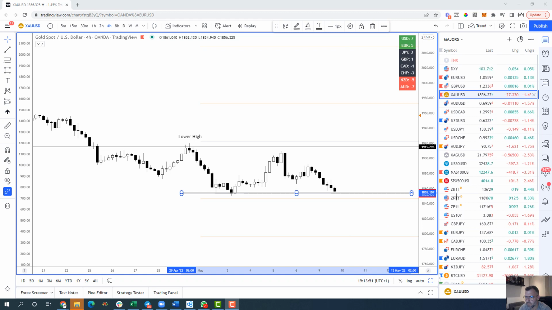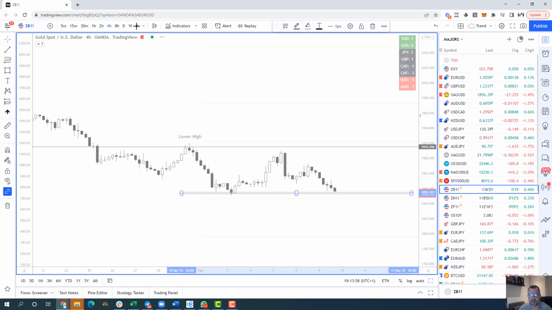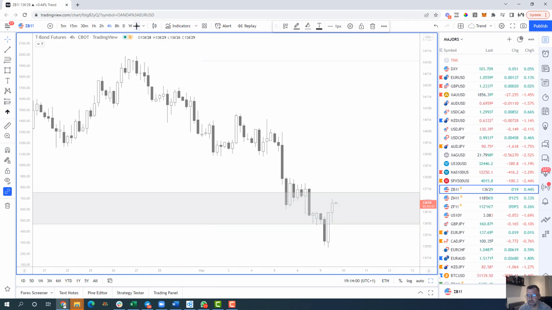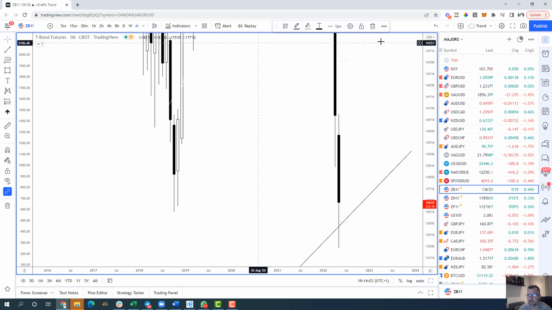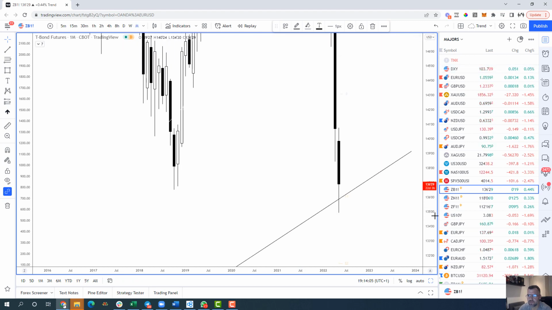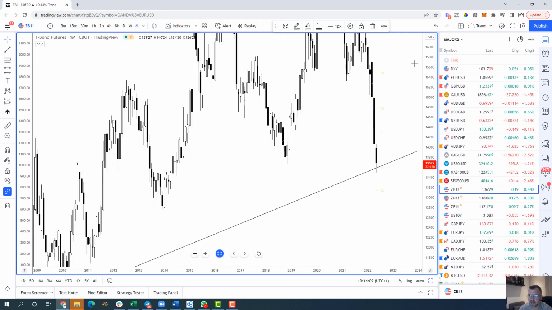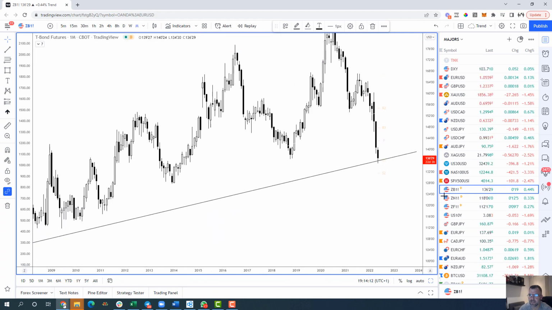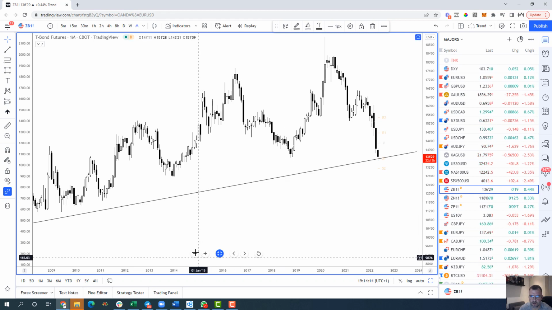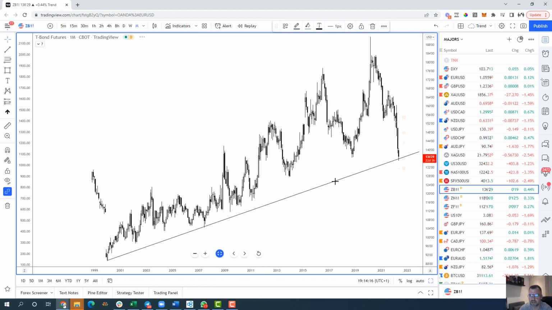Let's take a look at bonds. So the bonds have come into a very strong area where we could see some potential buyers step in. Now, what would this mean for the markets? Well, could it be a sign that we see a little bit of respite for gold and we see a little bit of respite for indexes?